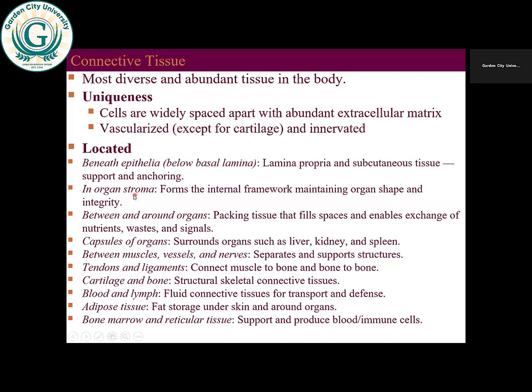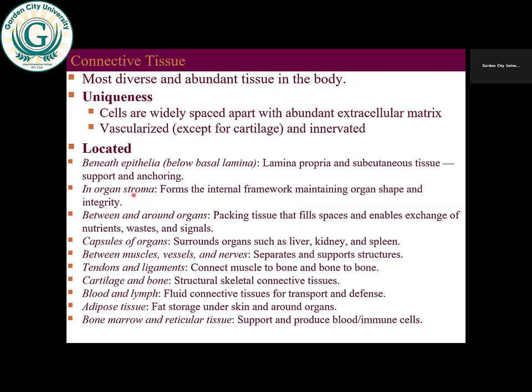Then in a stroma of organs, when you look at an organ, it is made up of two components, the parenchyma and the stroma. The parenchyma is the functional unit of the organ. The connective tissue framework is what we call the stroma. So we are saying that connective tissues are found in organ stroma. They form the internal framework, maintain organ shape and integrity.